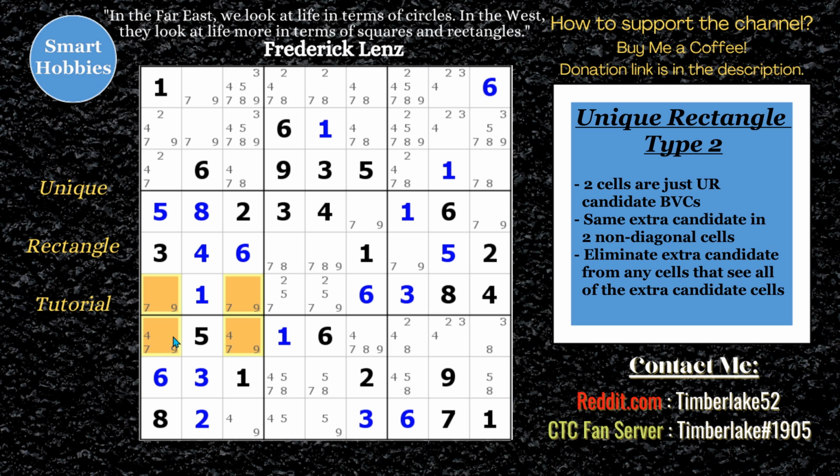And since it contains the same extra candidate, for a type 2, the extra candidate is going to be in the same, it's not going to be diagonal. So it will be in the same row, column, or block. So this is in the same row and block, right? And what you can do is now you can look at and eliminate that extra candidate from any cell that sees both of these. So let's look right here, and you'll notice that this contains a 4. You can eliminate that 4, and here's why.